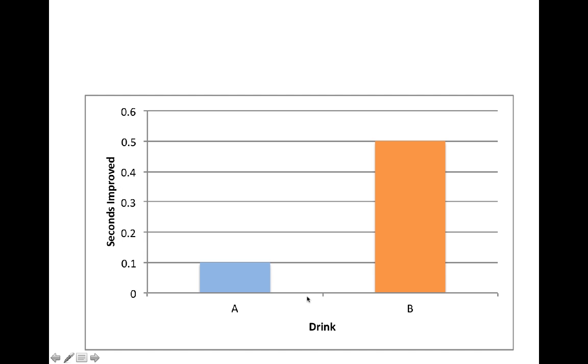Now, oftentimes when you report the data, you're going to report it in graph form. So let's say that you're looking at the seconds that they improved, and you're measuring the effect caffeine had, so the type of drink. B had caffeine, A did not. A, these individuals would have improved by 0.1 seconds on average, and B would have improved by 0.5 seconds on average. Now, likely this isn't going to be a constant value. It's going to be some sort of mean with some deviation in the actual performance increase.